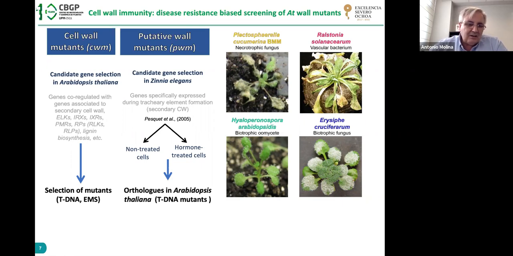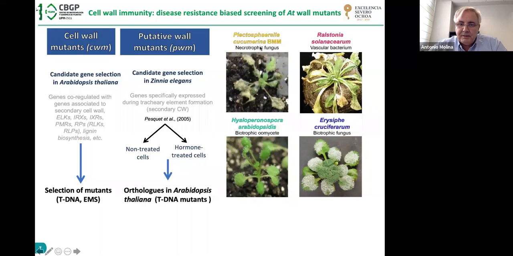So we selected a lot of mutants, in some cases, as I said, very well characterized cell wall mutants, in other cases, putative mutants, and we just took this big collection of mutants and we checked the resistance of these mutants to 4 pathogens that represent probably the main groups of pathogens in agriculture.